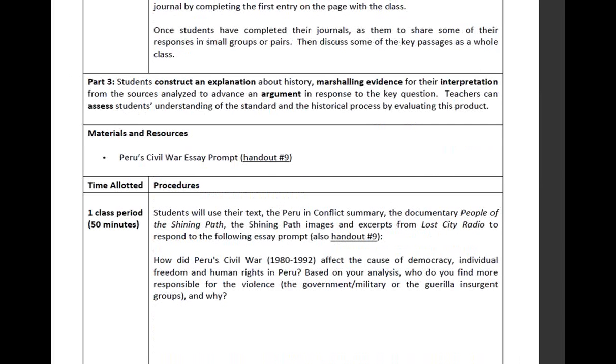Okay, and then this is the final component. So students have been introduced to the topic, they've looked at this documentary, they've looked at primary sources, and they've also read excerpts from the text. So now the goal is for students to put it all together. And in this case, since this is a 10th grade lesson, the authors of the lesson said that it would be best for students to actually marshal this evidence and put it into an essay, which is in handout number 9, which I'll come back to.